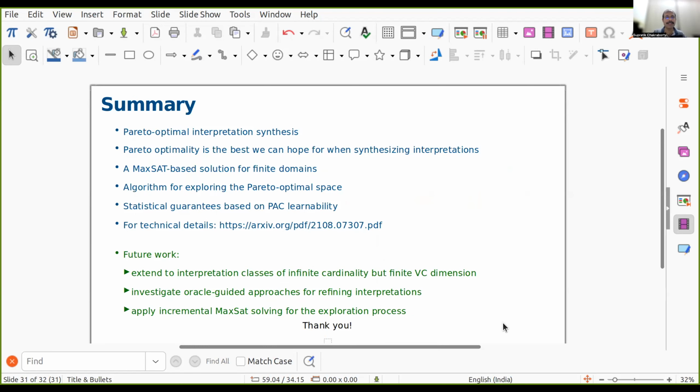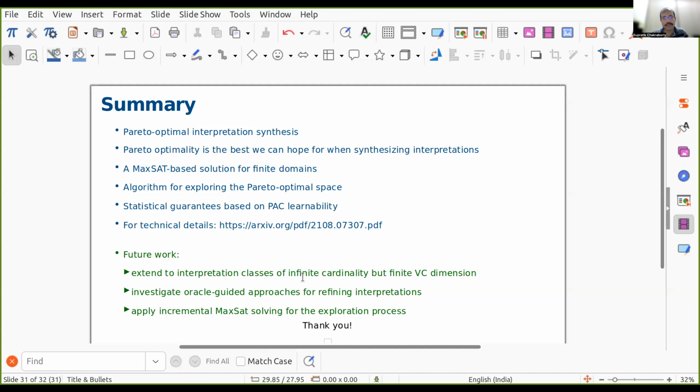And so in summary, what I presented was synthesizing interpretations of black box models. There is really no one unique interpretation. There are conflicting objectives, and so the best we can hope for is Pareto-optimality. We tried to solve this using MaxSAT. There are limitations of this. We are basically limited by how much MaxSAT solvers can scale, so we are currently looking at ways to bypass that. And we can give these PAC guarantees by choosing the number of samples.